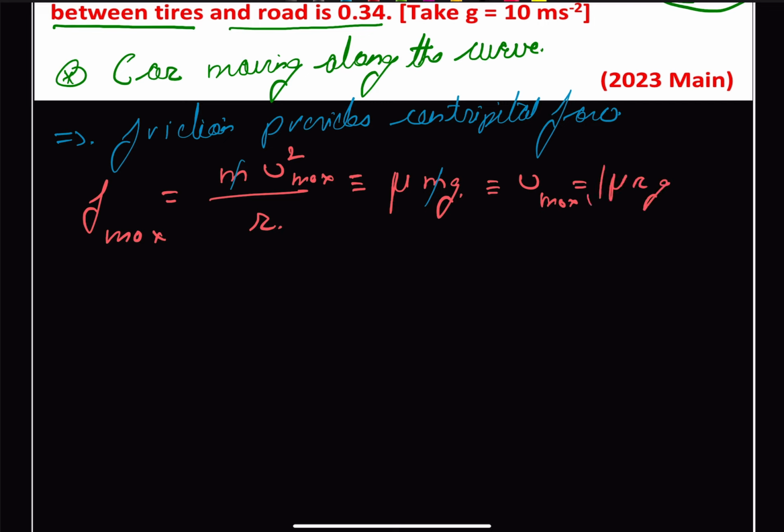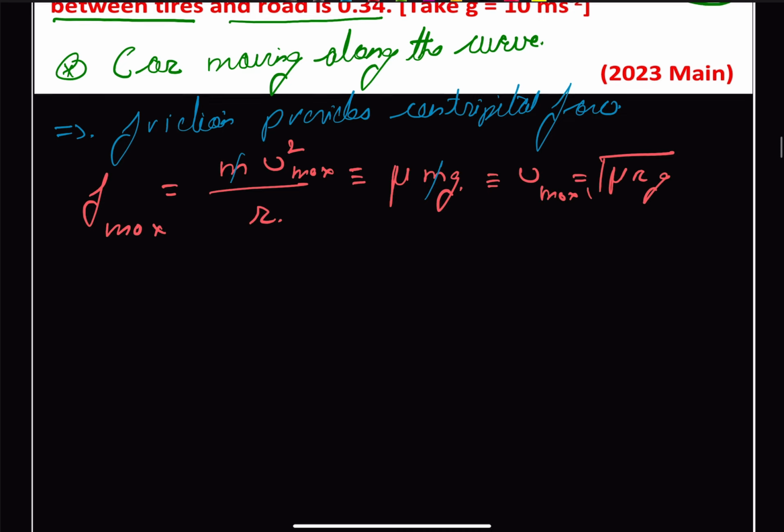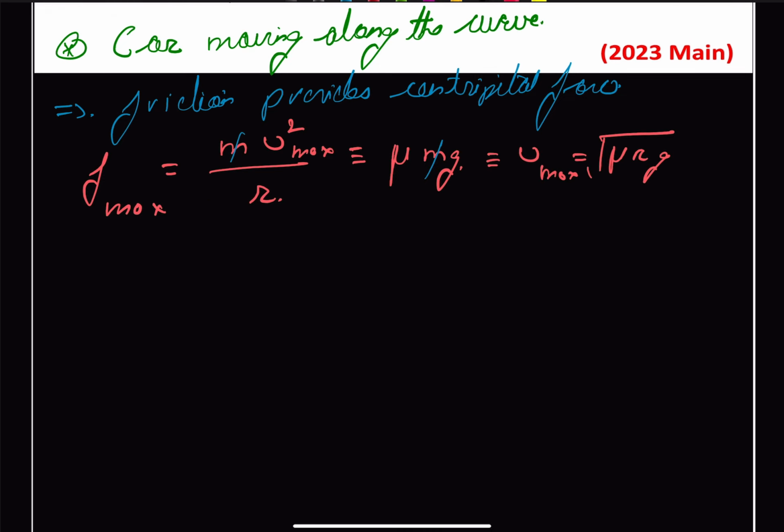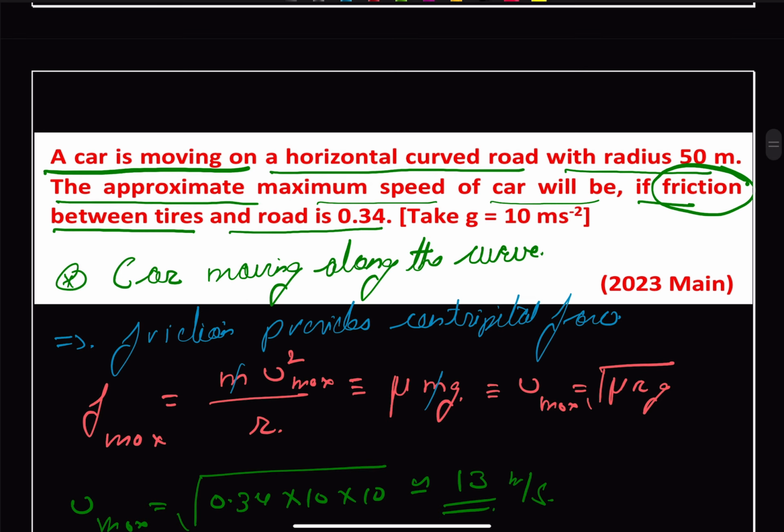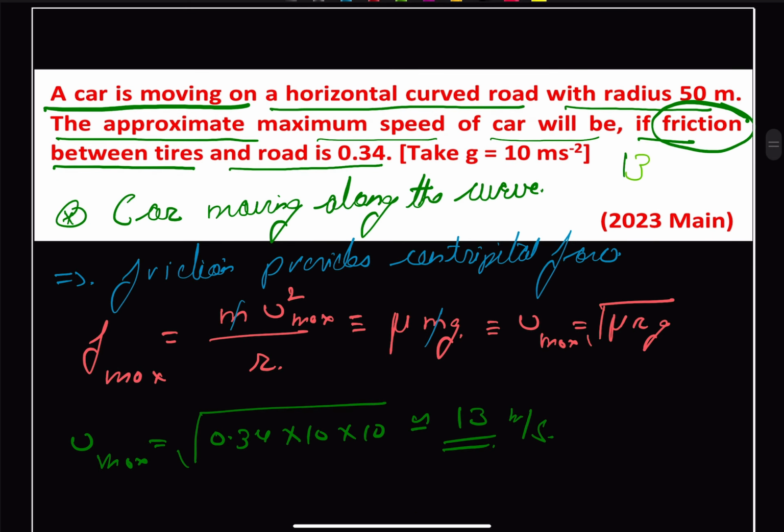Now we simply substitute the values, so we get our maximum velocity will be equal to the square root of 0.34 into 10 into 10, and this comes as approximately 13 meters per second. So we get this will be our 13 meters per second. Next question.